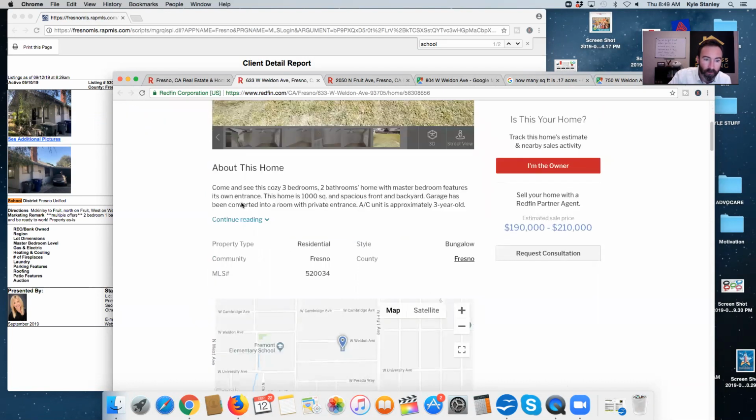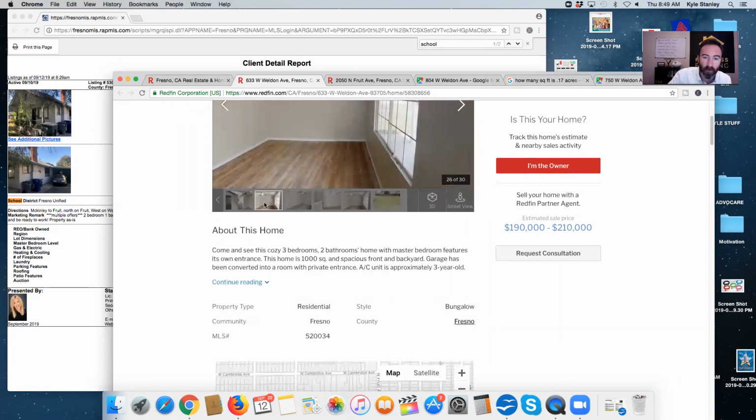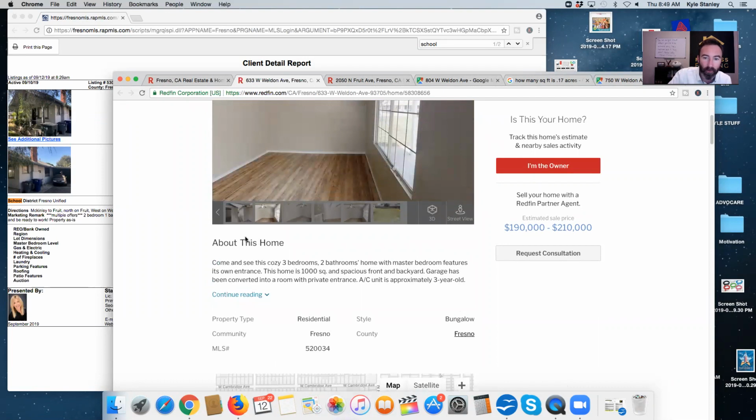Let's look at the description. 3 bedrooms, 2 bathrooms, home with master bedroom features and so on. This is 1,000 square foot space. Garage has been converted into a room. That's what I thought. So when I saw this right here, I thought that probably was the garage.